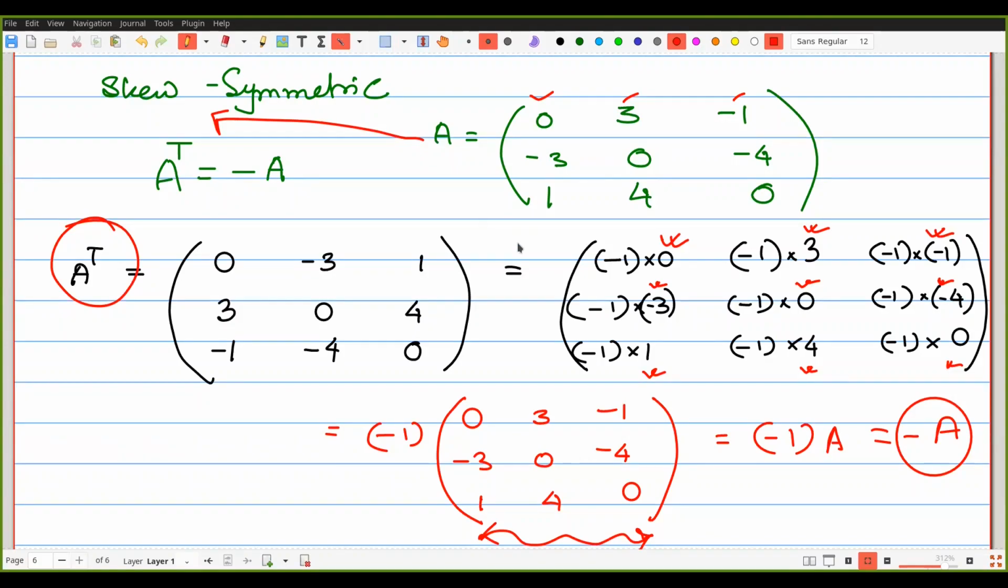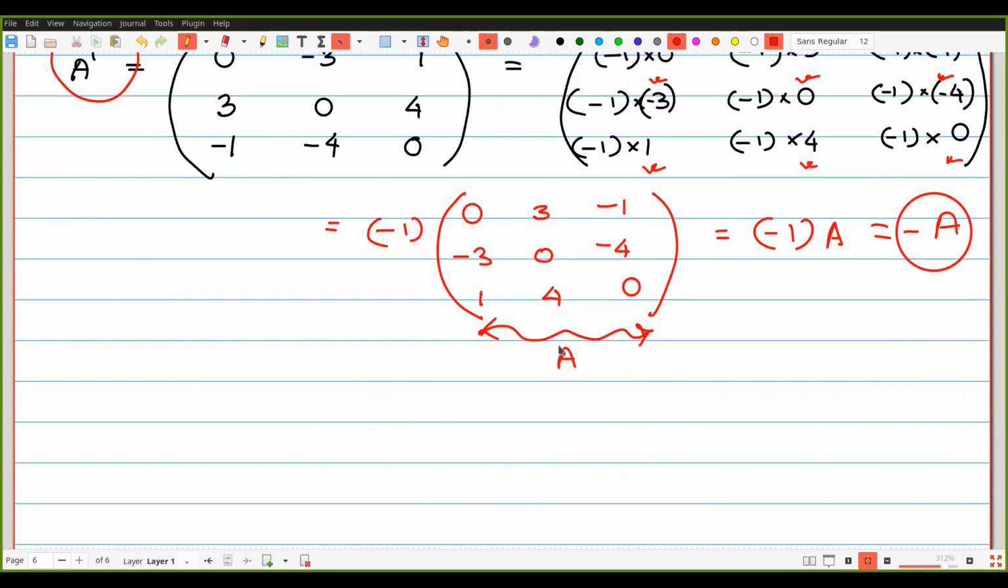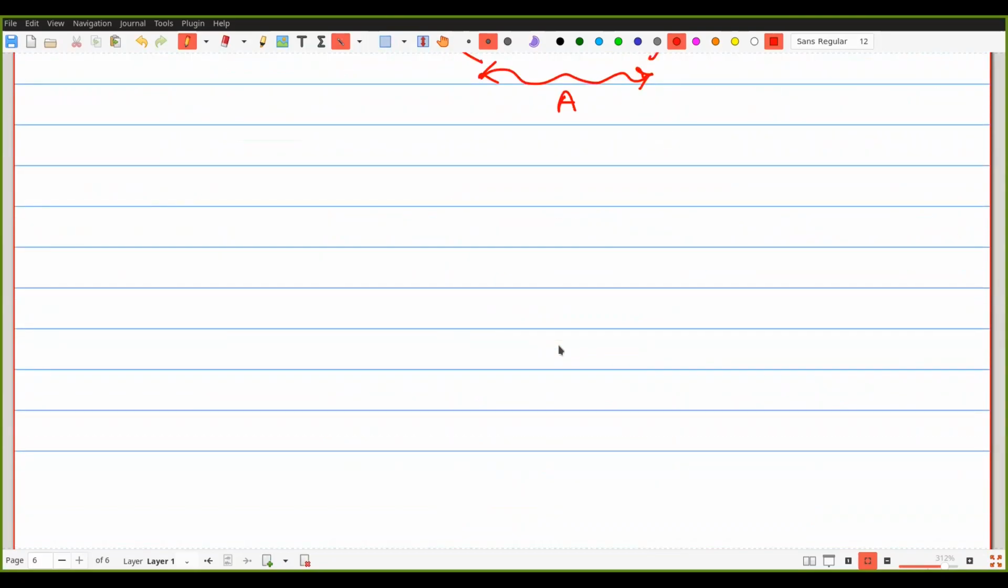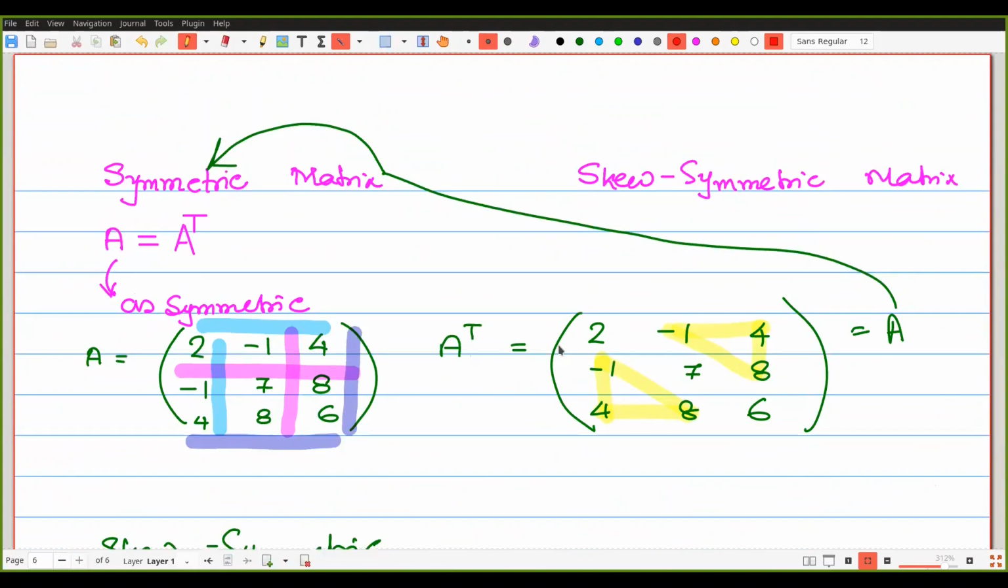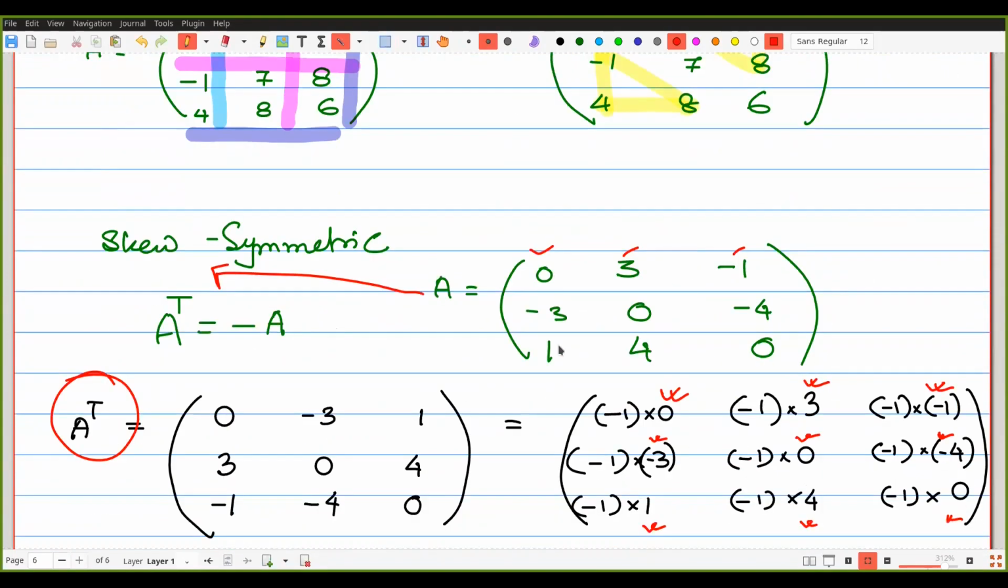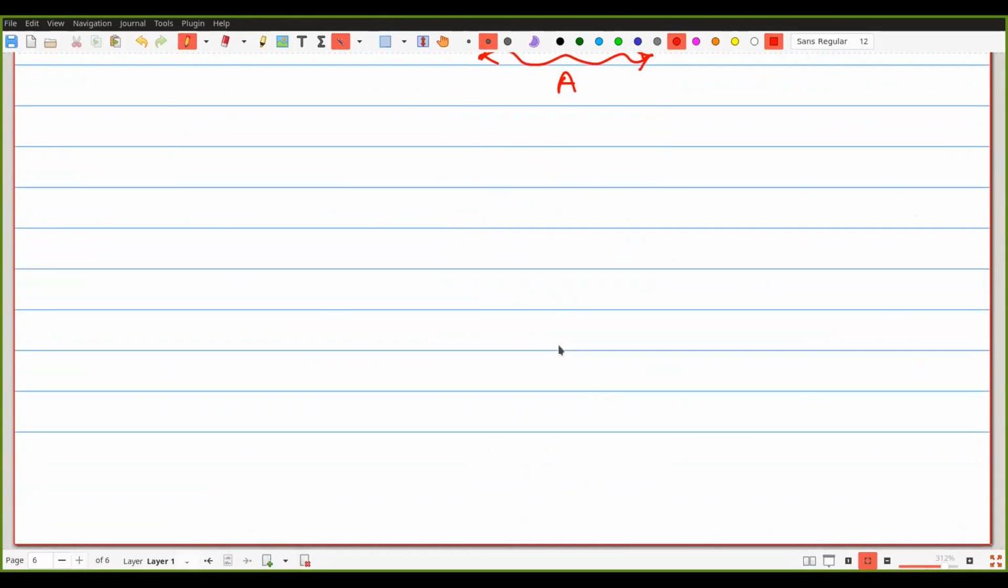Most of the cases. Okay. Another one thing. Any other question from that side? Skew symmetric and skew symmetric? No, sir. Okay.